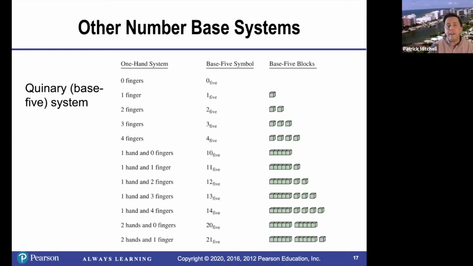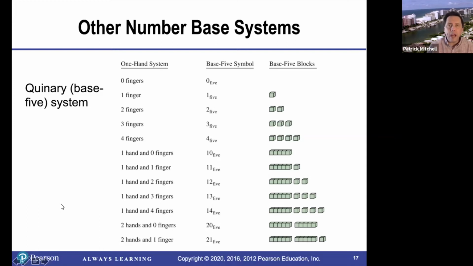All right, and continuing, be careful not to read these numbers as 10, 11, 12, 13, because that kind of suggests base 10. So I always read numbers in other bases just as 1, 0, 1, 1, 1, 2, 1, 3, 1, 4. Notice 1, 4 is 1 hand and 4 fingers. And then the next number would be 1 hand and 5 fingers. But remember, there is no numeral 5 in base 5. So that would be 2 hands and 0 fingers. And that would be written as 2, 0.